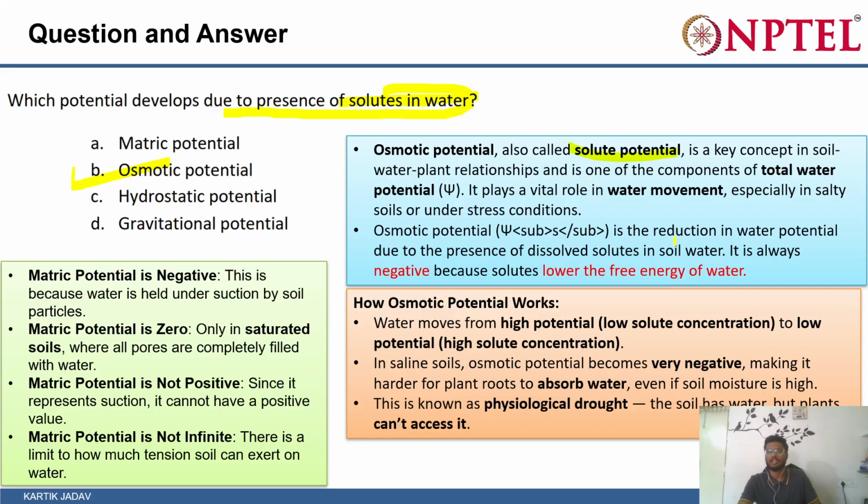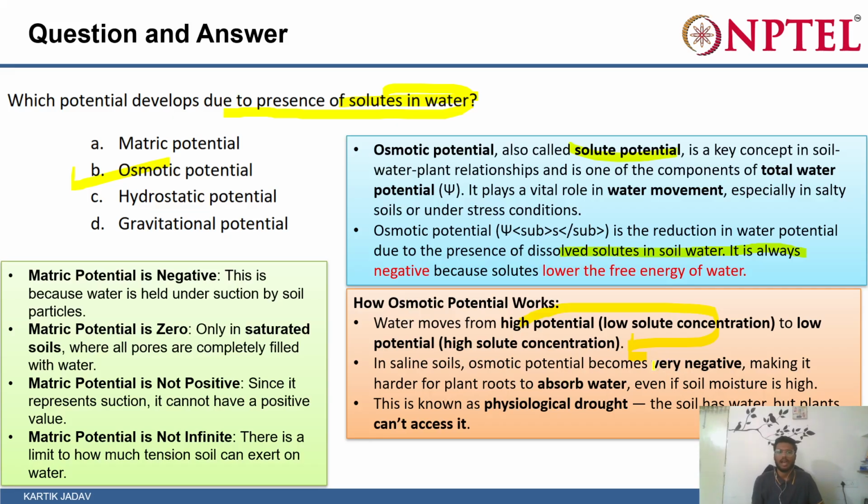Osmotic potential is a reduction in water potential due to the presence of dissolved solutes in soil water. It is always negative because solutes lower the free energy of water. And how does osmotic potential work? Whenever water moves from high potential to lower potential, where high potential means a lower solute concentration and low potential means a high solute concentration, water will generally move from high potential to lower potential. In saline soil, osmotic potential becomes very negative.